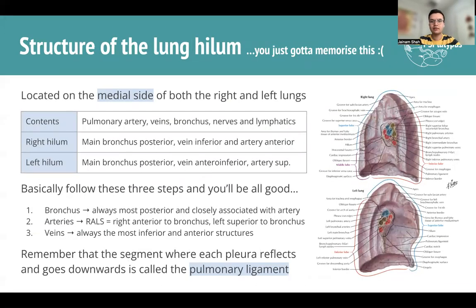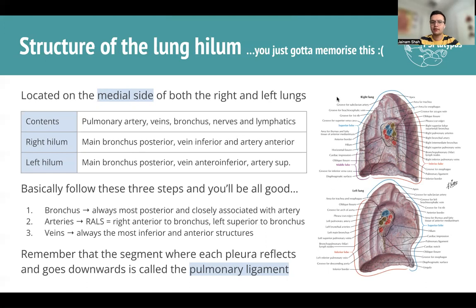Now, the structure of the hilum. Unfortunately, you just have to memorize this. It's really important because when you get to dissections and they give you a picture of a hilum, it's a good skill to be able to figure out which is the left lung and which is the right lung, because again, they're not symmetrical. And you could also just think about what would be going into each of these hila. What does the lung need? It needs air, so that's going to be through the bronchi. It also needs vascular supply, so that's the arteries and the veins, which you can see nicely labeled here.